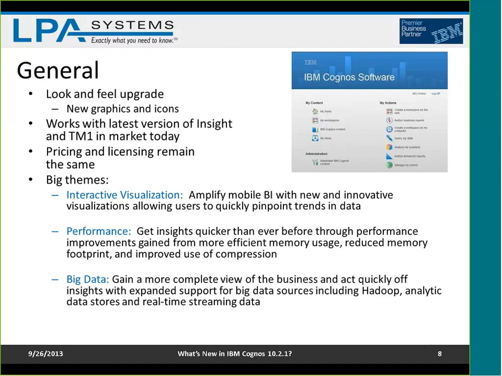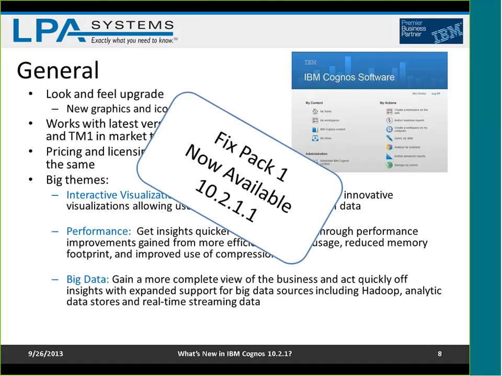And then finally, the other big theme in this release was increased support for the use of big data as a data source in Cognos BI. So those are the themes. Let's kind of deep dive into some of the details behind those themes. And again, the fix pack is available. You can download it from Fix Central, so you can install Fix Pack 1 and upgrade to 10.2.1.1.